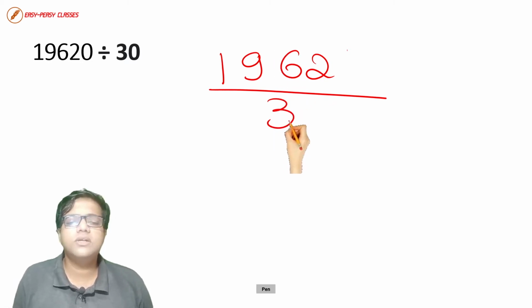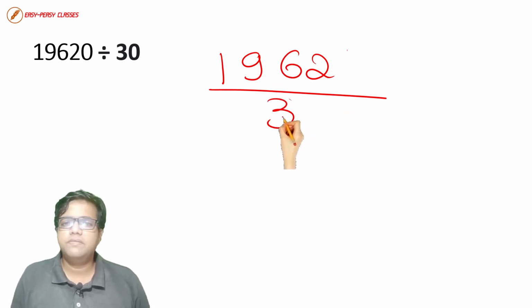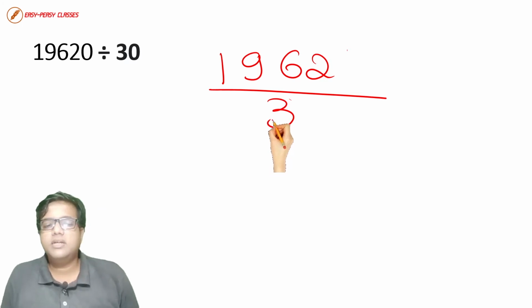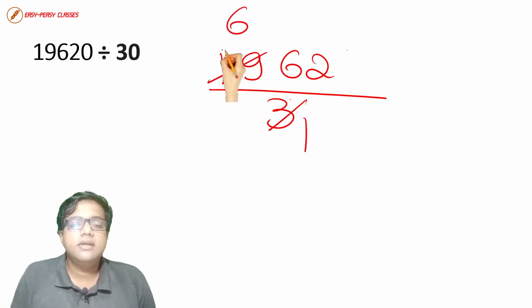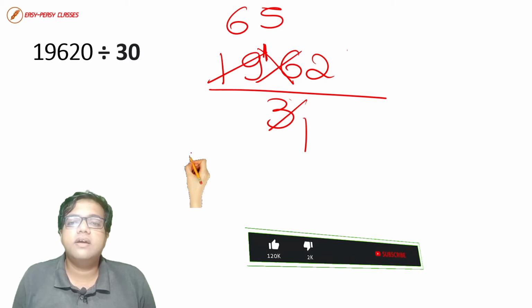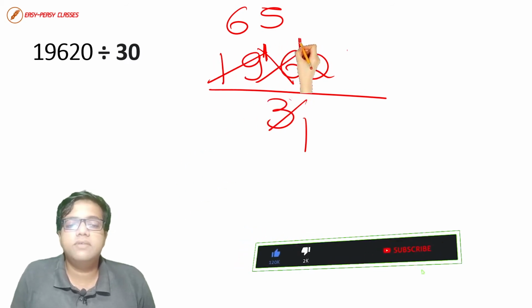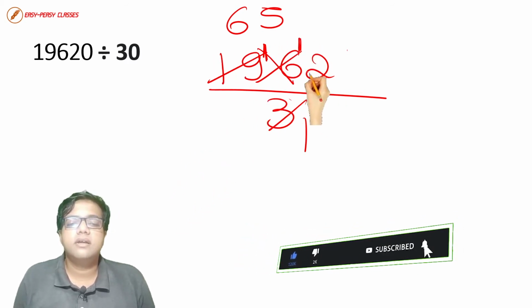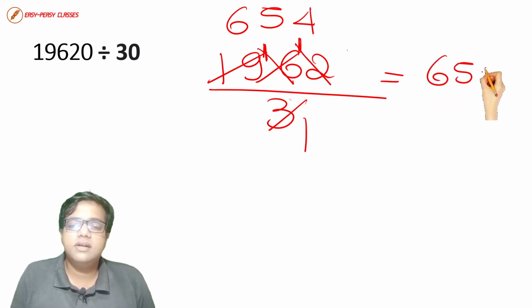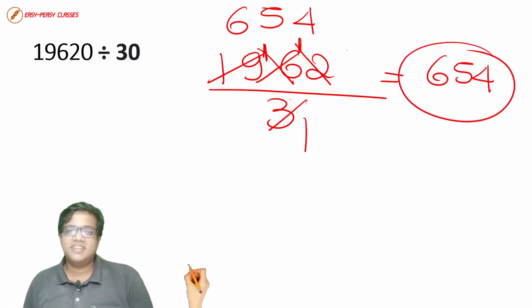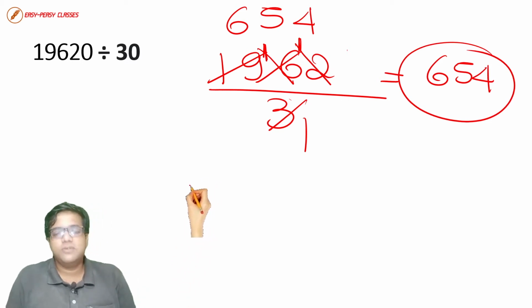Now let's do the division. Now it is very easy, right? We don't know the tables of 30, but at least we know the tables of 3. So 3 1s are 3, 3 6s are 18, 19 minus 18 will leave you with remainder 1. 1 and 6 is there, 3 5s is 15, 16 minus 15 will leave you with 1. Again, remainder, 3 4s is 12. The answer for this question is 654. 654 is the right answer.